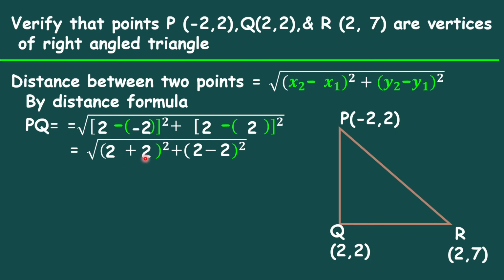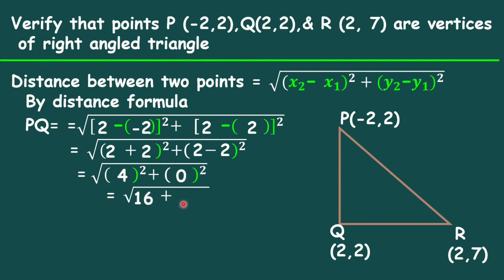Now in the first bracket 2 plus 2 is nothing but how much? 4, its square, plus 2 minus 2 is nothing but 0, its square, is equal to root of the square of 4 is nothing but how much? 16, plus the square of 0 is nothing but how much? 0, is equal to root of 16 plus 0 is nothing but how much? 16, and square root of 16 is nothing but 4. We find out here length PQ is equal to 4. This is equation number 1.